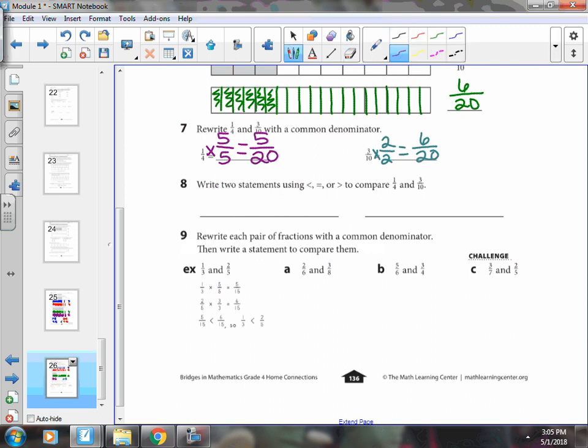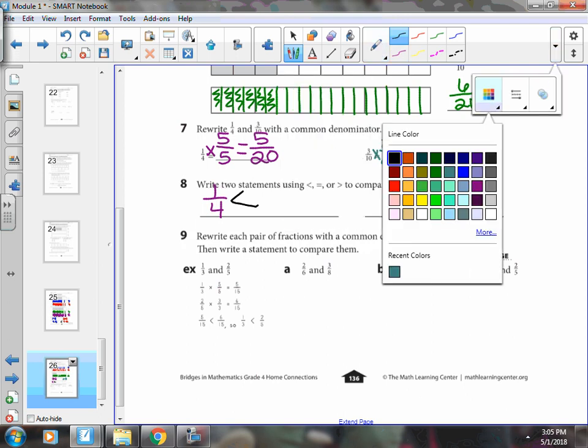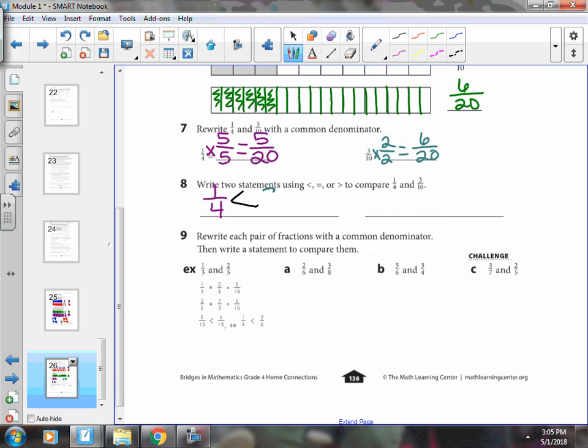Okay, so 1/4, which is the same as 5/20, is less than, use the same color here, 3/10. And then I can write 3/10 is greater than 1/4. Okay? When you make the denominators the same, you can easily tell which one's bigger. 6/20 is bigger than 5/20. So 3/10 is bigger than 1/4.